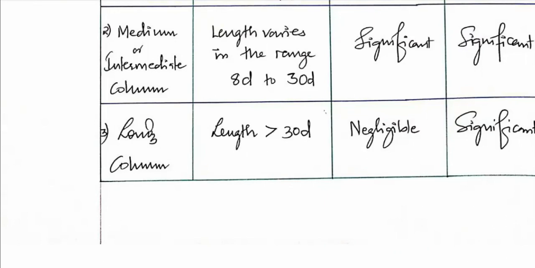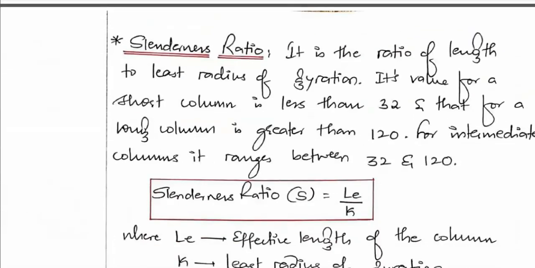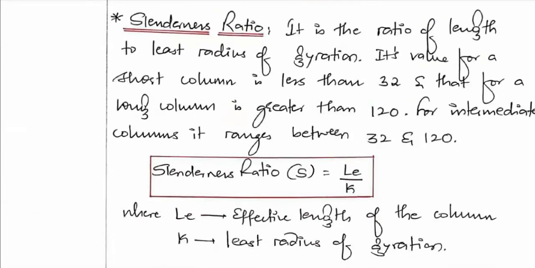Next we'll be moving on to the next important topic. Before I go to that, Euler's theory, let us understand some terms. The first very important term which we'll be using every now and then in the chapter of columns is slenderness ratio. What is the slenderness ratio? It is the ratio of length to least radius of gyration. It is very important. Least radius of gyration, not just radius of gyration.